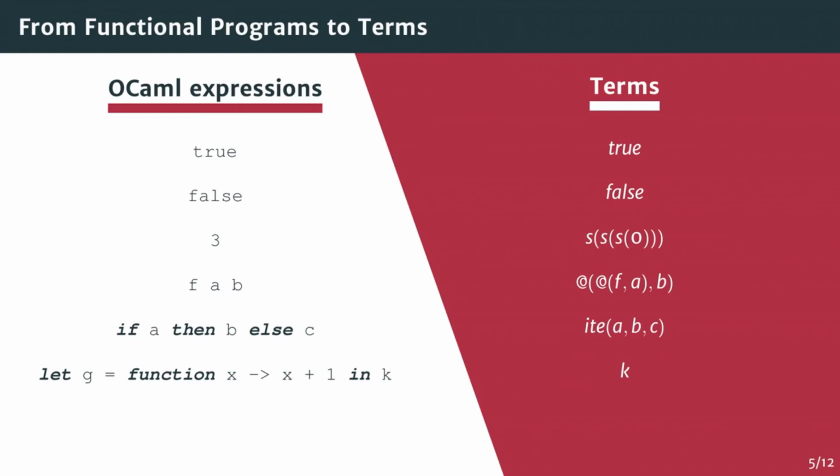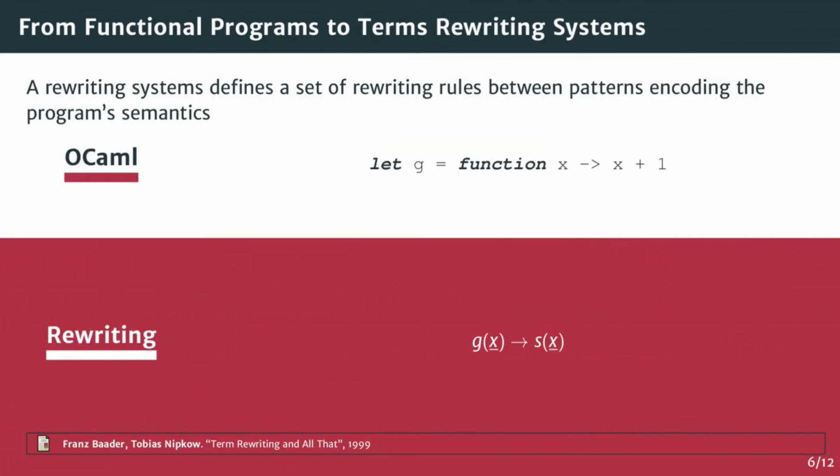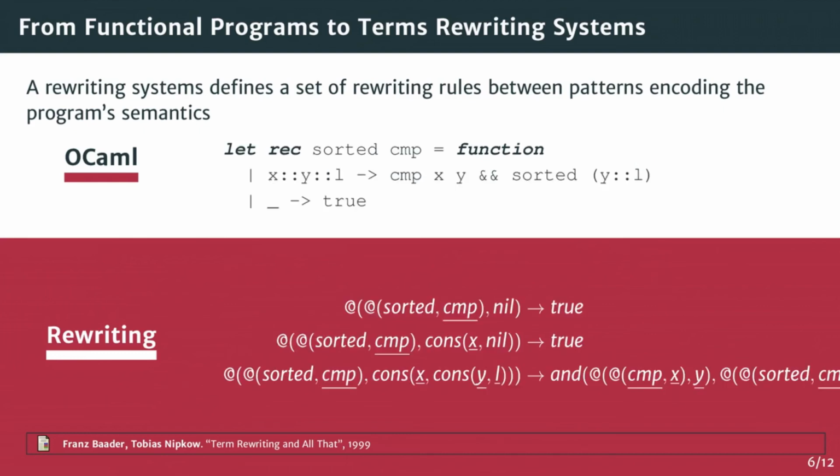Here, K. This is because the program's logic is preserved elsewhere as a term rewriting system. A term rewriting system defines a set of rewriting rules between patterns that encode the program's logic. Here is an example of the OCaml program defining the sorted predicate function on top, translated into a rewriting system on the bottom. Because there are a lot of function applications, you see a lot of @ symbols, which takes a lot of room and is hard to read.